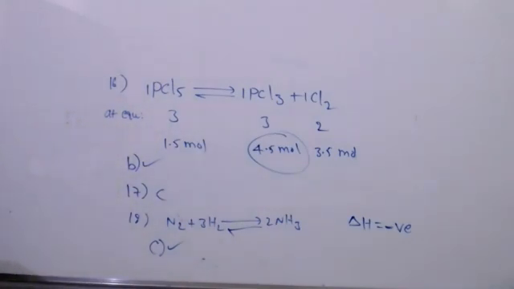19. 5 moles of SO2 and 5 moles of O2 are allowed to react at equilibrium. It was found that 60% of SO2 is used up. If the total pressure of the equilibrium mixture is 1 atmosphere, the partial pressure of O2 is? Okay, total pressure is given.